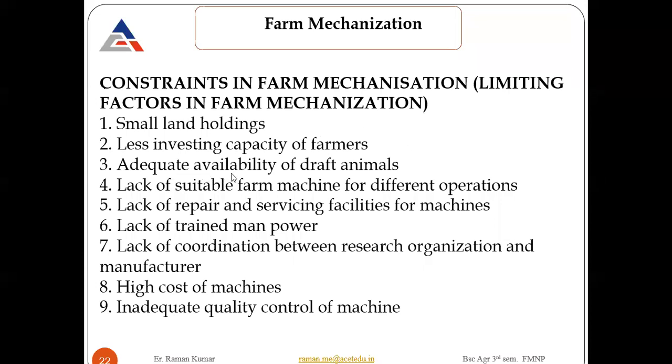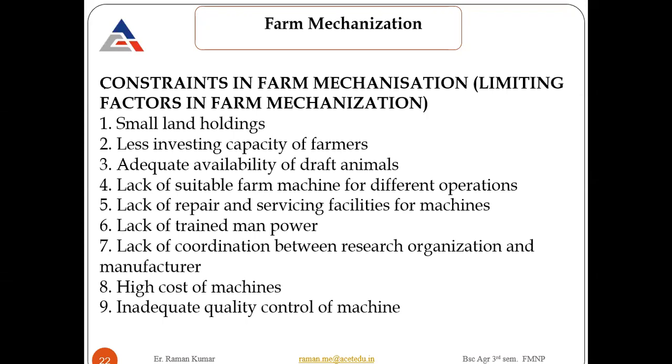Okay, adequate availability of draft animals. Because more animals are there and less money is there. If more animals are available, then a farmer will think less about modern machines. Lack of suitable farm machines for different operations. For different operations, in some places there will be a lack of suitable farm machinery. Okay, so this is also a constraint.